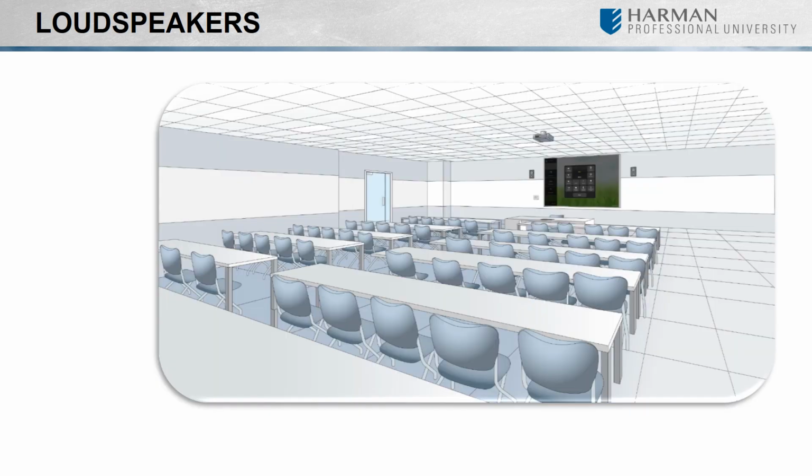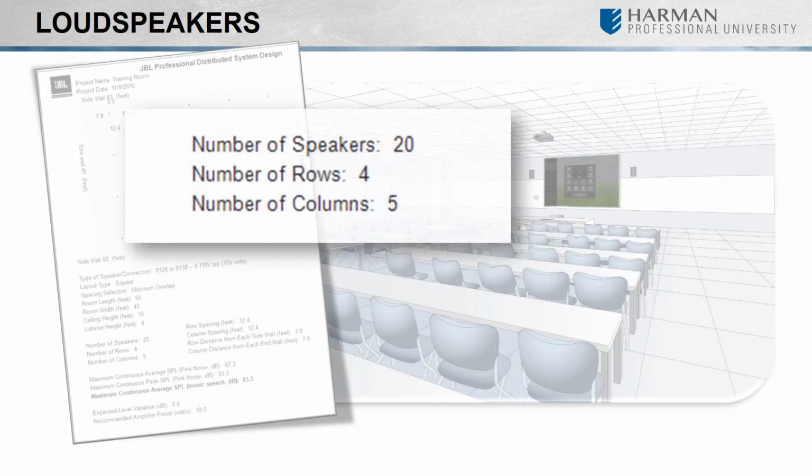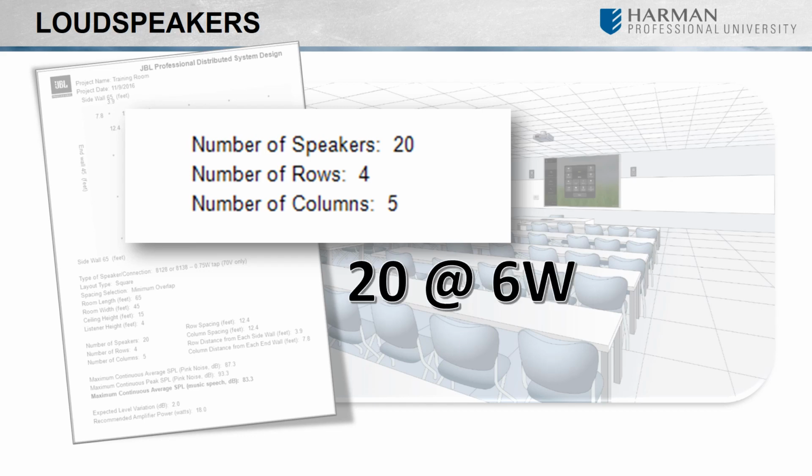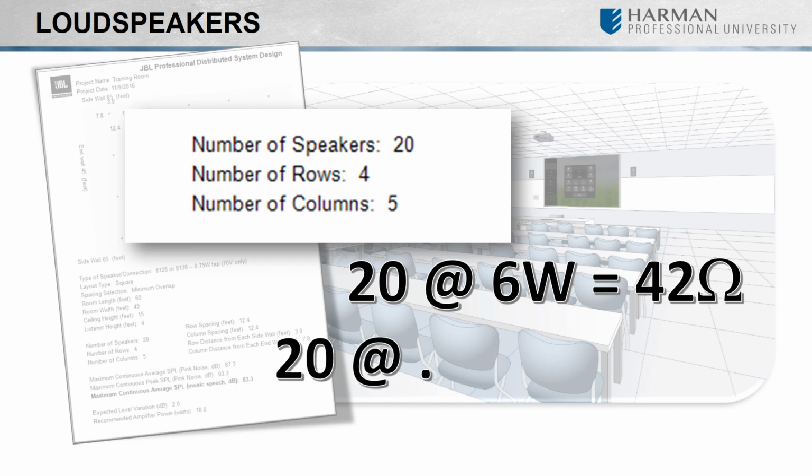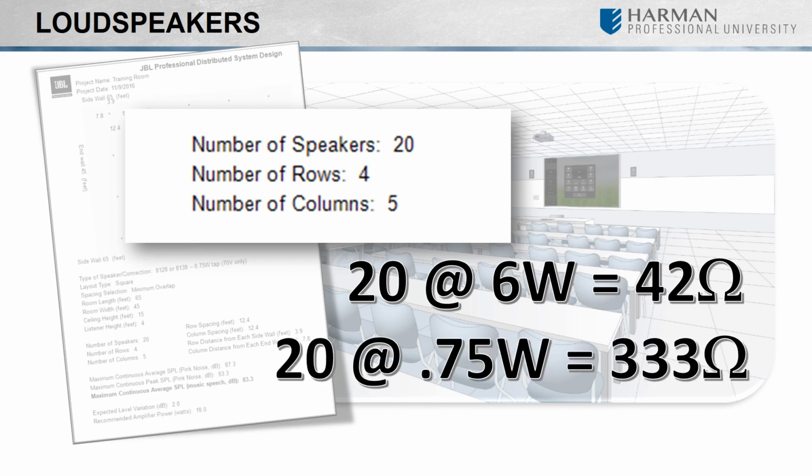So coming back to our classroom design, what would the impedance of our 20 speakers be in a 70-volt system? It all depends on what each speaker is tapped at. Both the 8128s and 8138s have a maximum tap setting of 6 watts. If we're using 20 speakers tapped at 6 watts, the total impedance load will be approximately 42 ohms. If all 20 are tapped at 0.75 watts, then the total impedance load will be approximately 333 ohms. Can you see why we sometimes refer to them as high impedance systems?